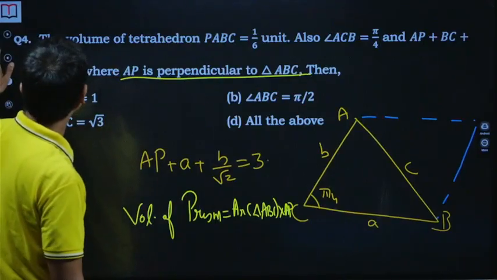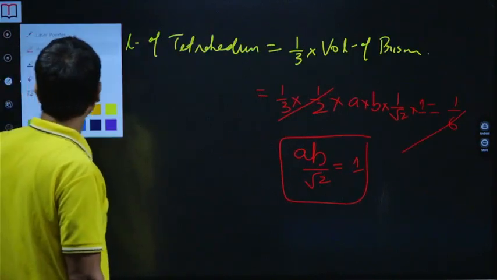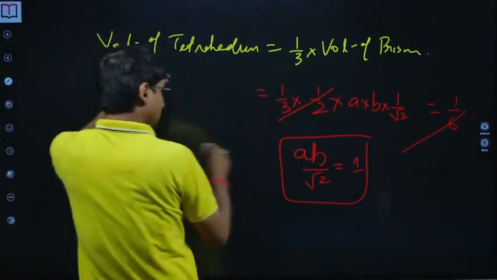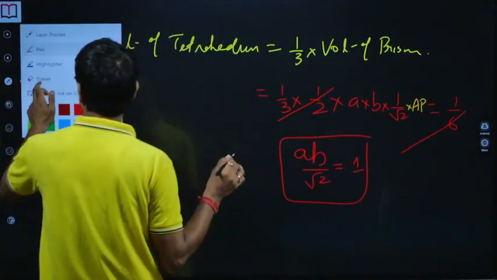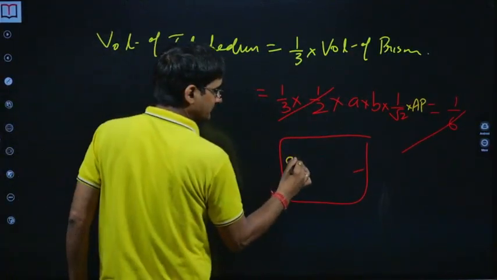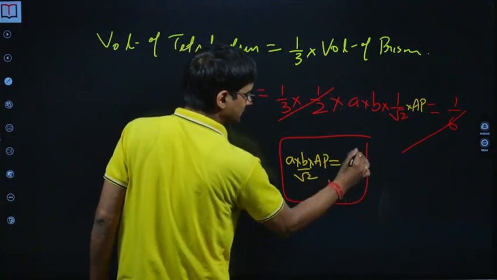AP is given. No, sorry. How am I using AP? AP is not given. Just a minute. AP is not given. Otherwise, this would have been a simple one, no? AP. So this is, just a minute. Let me correct it. So it's A into B into AP by √2, which is equal to 1.